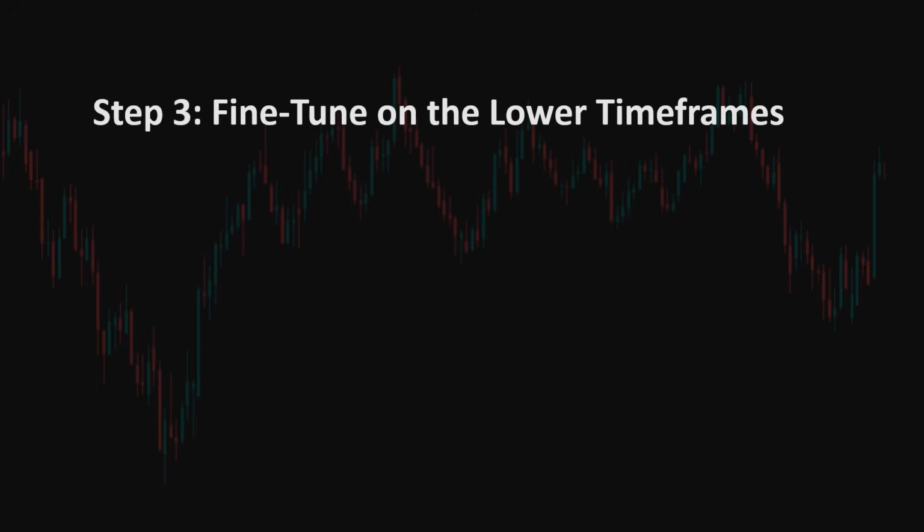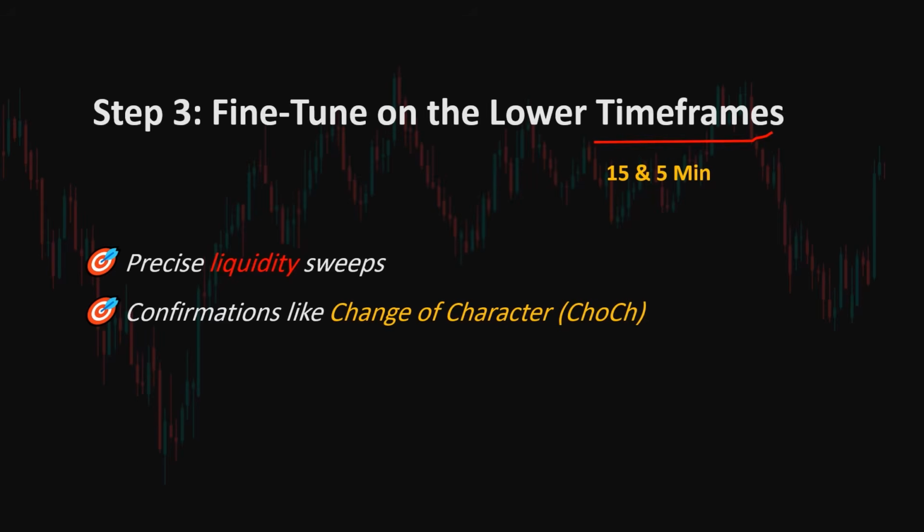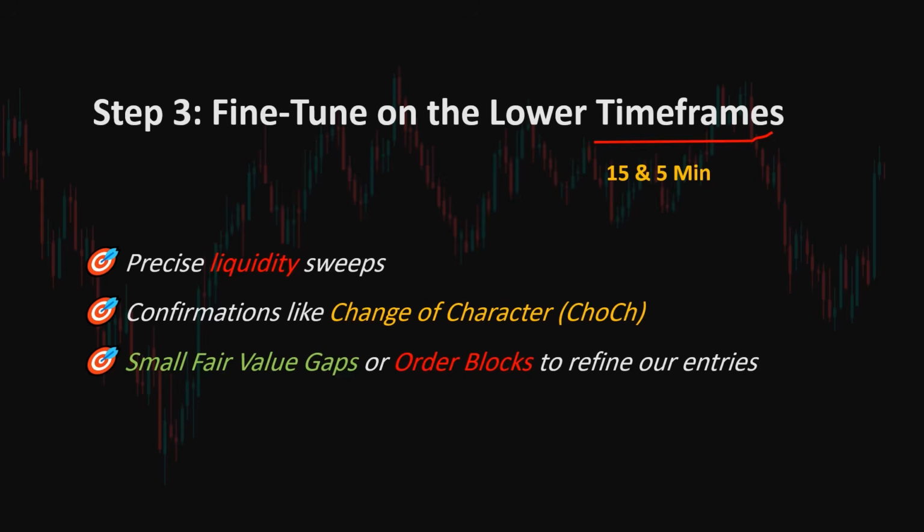Step 3. Fine-tune on the lower timeframes. Finally, we move into the 15-minute or 5-minute charts. This is where we actually plan our entry, stop loss, and targets. On lower timeframes, we look for precise liquidity sweeps, confirmations like change of character, small fair value gaps or order blocks to refine our entries. The goal here isn't to find a new direction, it's simply to execute based on the bias and setup we already identified from the higher timeframes.